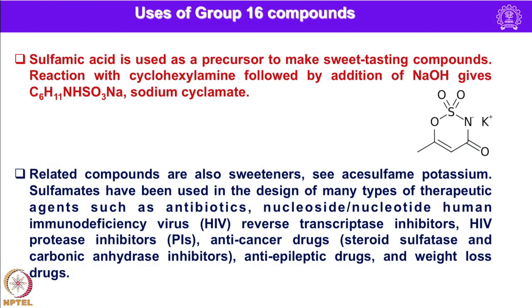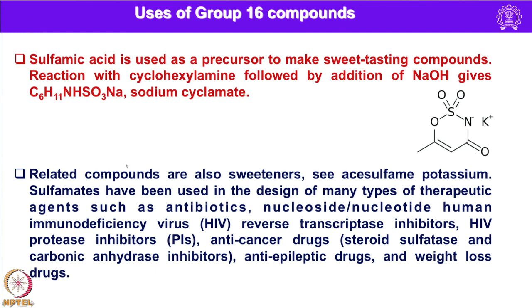Okay. So, let us look quickly into uses of group 16 compounds. Sulfamic acid is used as a precursor to make sweet tasting compounds. Reaction with cyclohexylamine followed by addition of sodium hydroxide gives sodium cyclamate. Related compounds are also sweeteners. See acesulfame potassium I have shown here. Sulfamates have been used in the design of many types of therapeutic agents such as antibiotics, nucleoside and nucleotide human immunodeficiency virus reverse transcriptase inhibitors, anti-cancer drugs, anti-epileptic drugs and weight loss drugs.